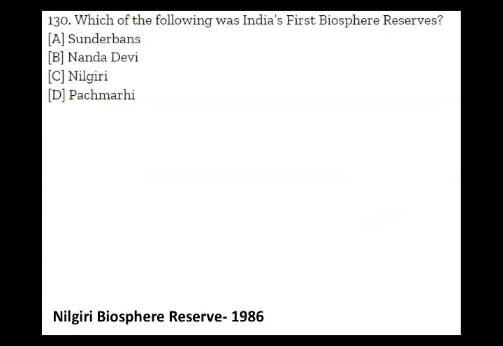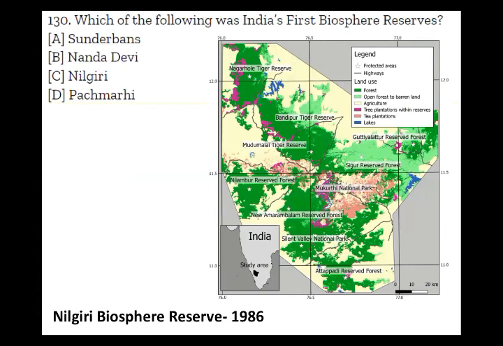Which of the following was India's first biosphere reserve? I put in this particular slide itself, it is Nilgiri Biosphere Reserve. There are biosphere reserves: Sundarbans, Nanda Devi of the Upper Himalayas, Nilgiri of the Western Ghats, Pachmarhi of central India. Among these, the Nilgiri Biosphere Reserve was announced as a Biosphere Reserve in the year 1984. It includes several parts; it does not belong only to the state of Tamil Nadu, it also includes the adjacent forest regions of Karnataka and Kerala.